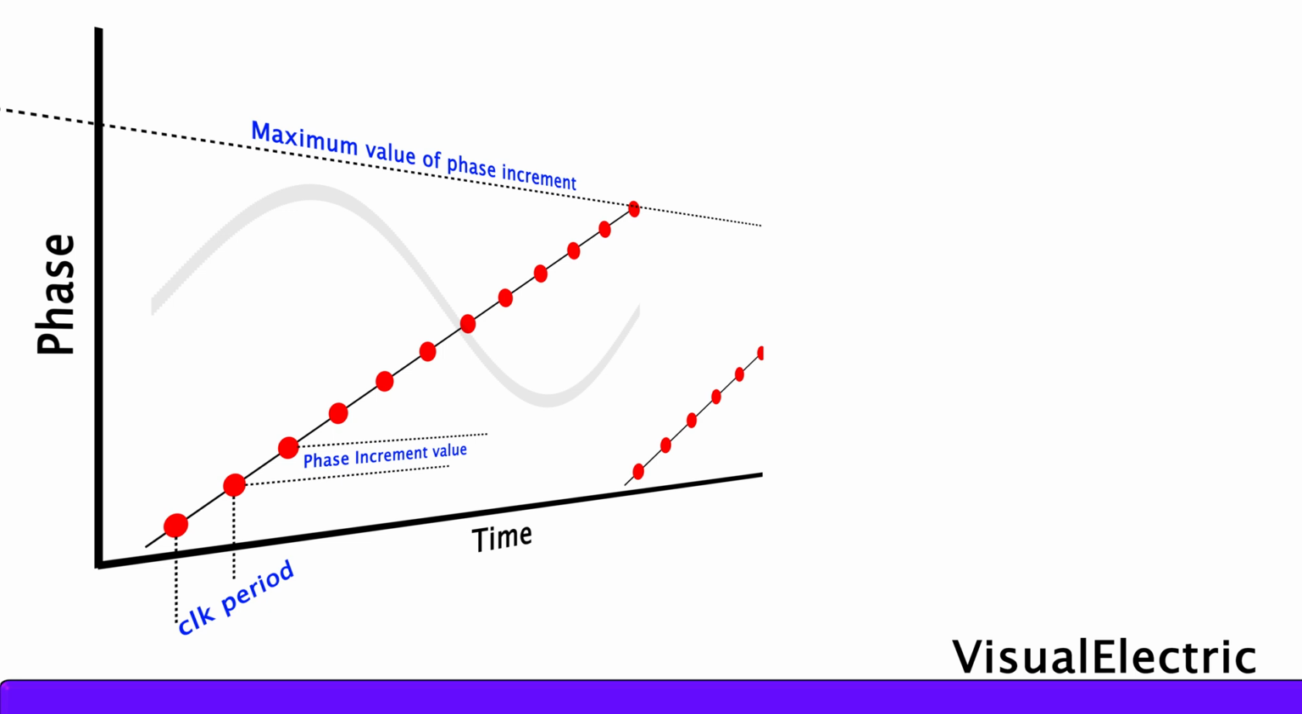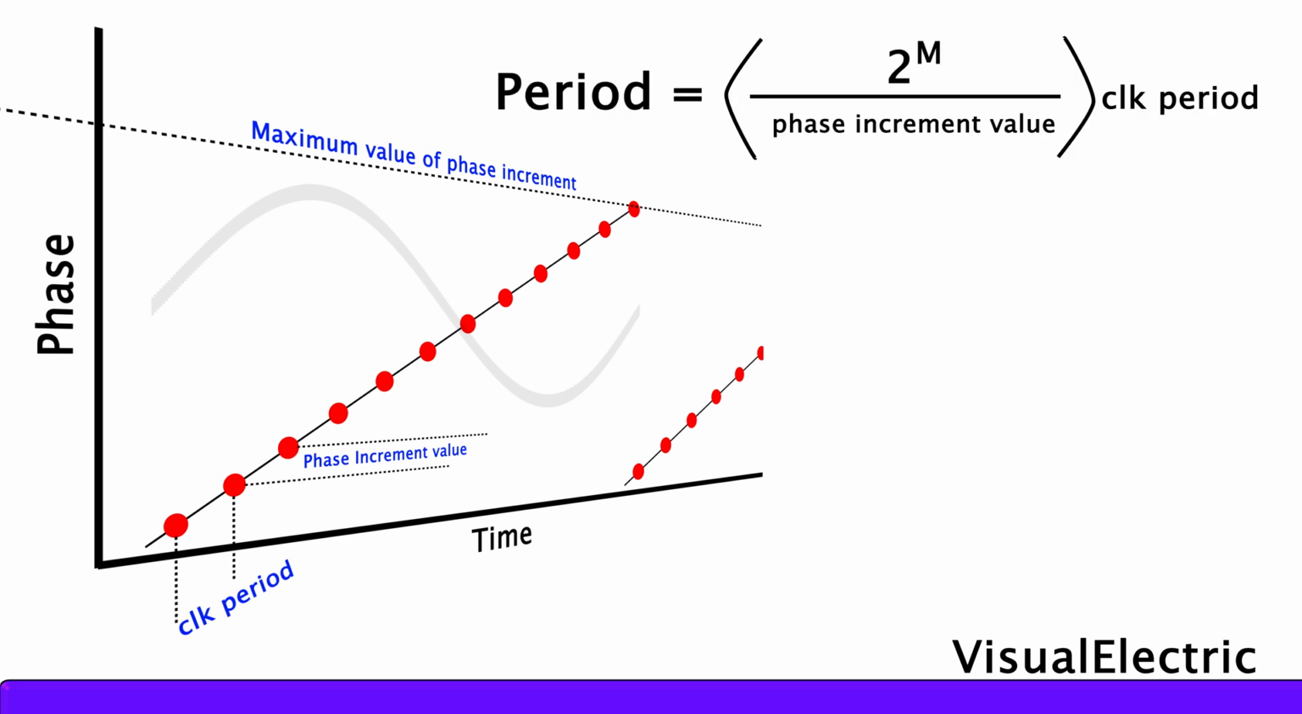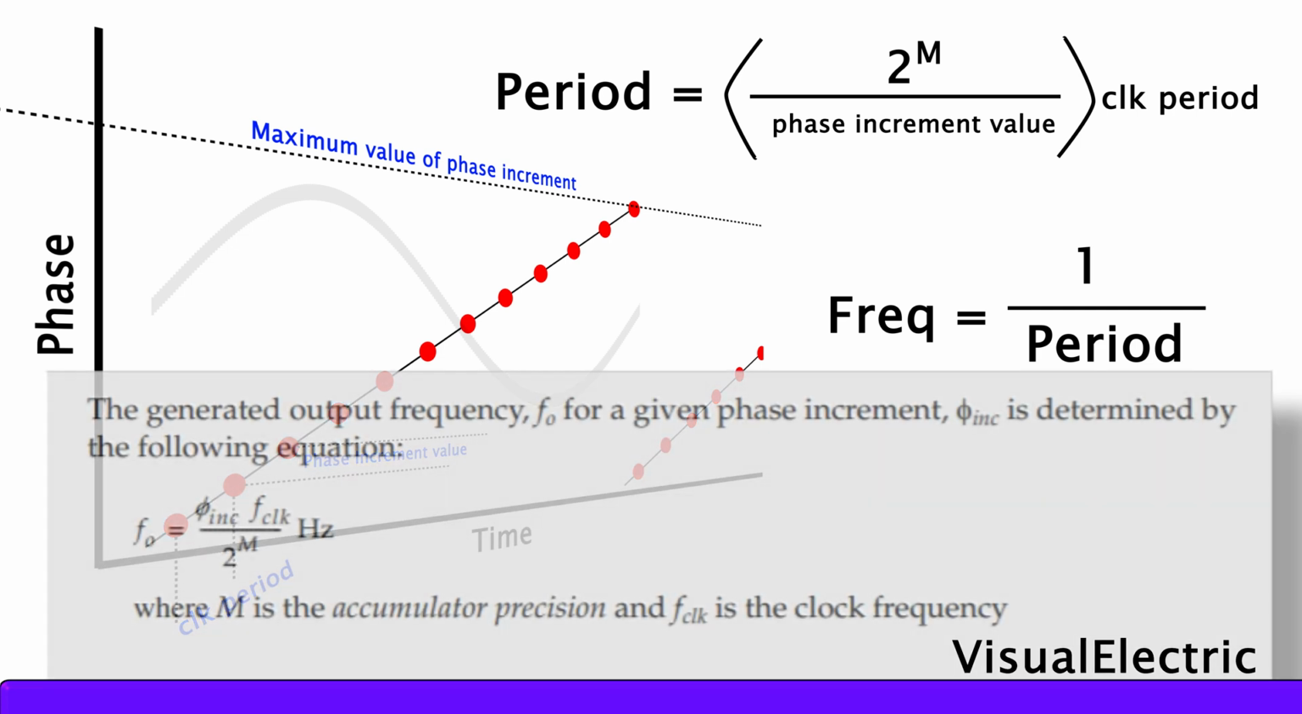Now, the total period of one generation of the sawtooth wave, and therefore one generation of the sinusoidal output wave, will be the number of steps multiplied by the clock period. And of course, the number of steps will be 2 to the power of m, where m is the bit width of the accumulator, divided by the phase increment value. And once we have this, we can just do 1 divided by the period to get the frequency of the output clock. Now let's do a real example.